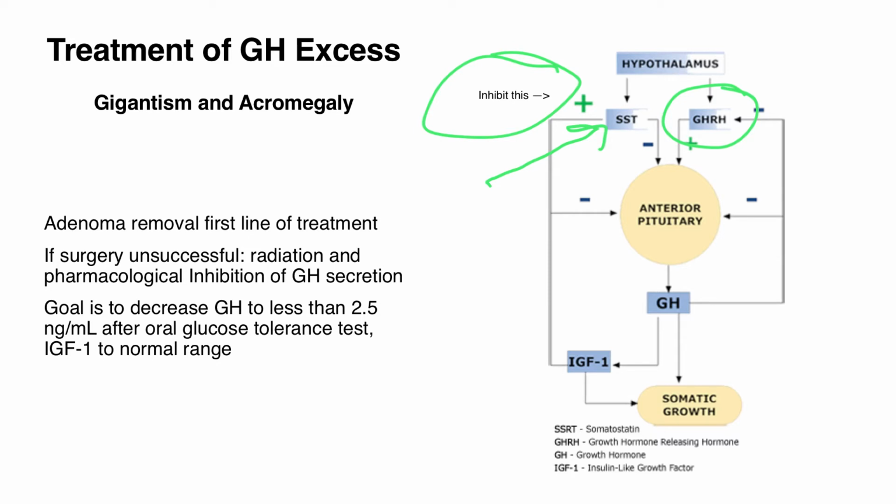For both of these disorders, because the most common cause is a benign adenoma, that means removing the adenoma is generally the first line of treatment. If for whatever reason surgery is unsuccessful or impossible to do, then you can move on to radiation of that area to shrink the growth, or pharmacologic inhibition of growth hormone secretion. So this is really a case where we would want to remove the growth.